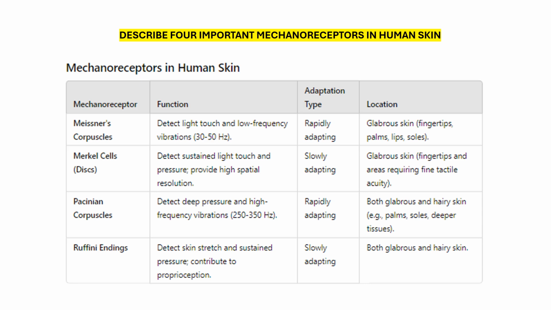So to summarize, Meissner's capsules will detect light touch and low frequency vibrations, and they are rapidly adapting. Then we have Merkel cells that will sense sustained light touch and pressure, and they are slowly adapting. And Pacinian capsules respond to deep pressure and high frequency vibrations, and they are rapidly adapting. Then we have Ruffini endings. They pick up skin stretch and sustained pressure, and they are slowly adapting.